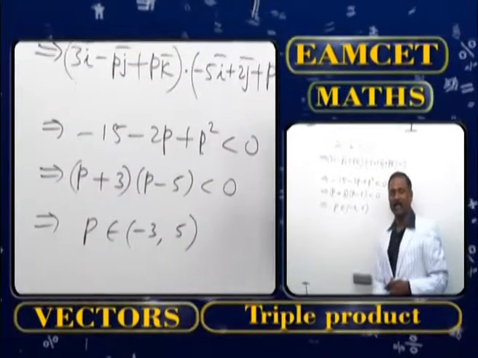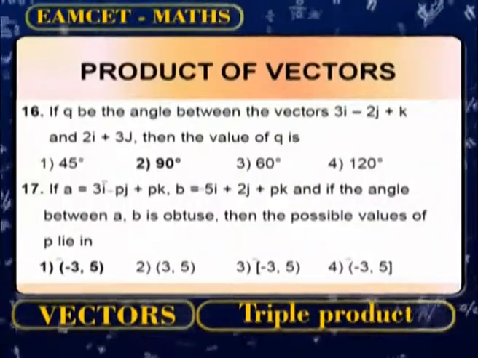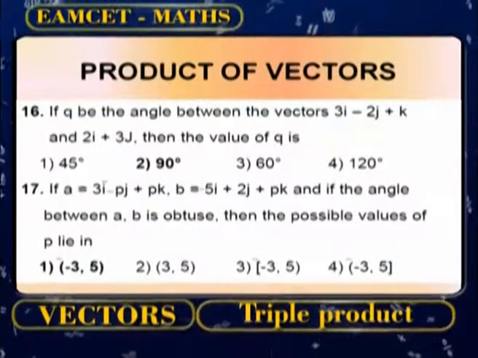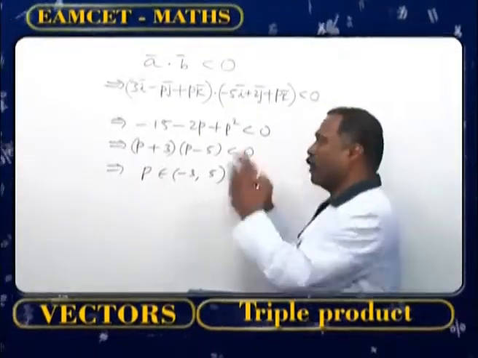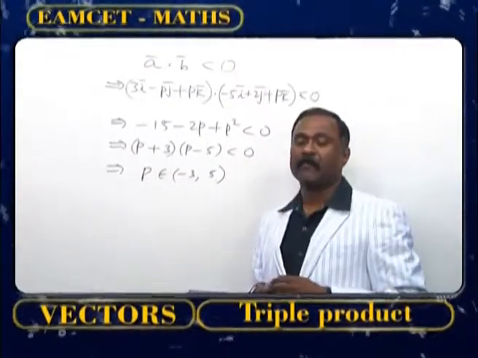So what should be the answer there? The first option, you can see that clearly. When the angle is obtuse, the dot product will be less than 0. Apply that, and simply get the answer. Next one, please.